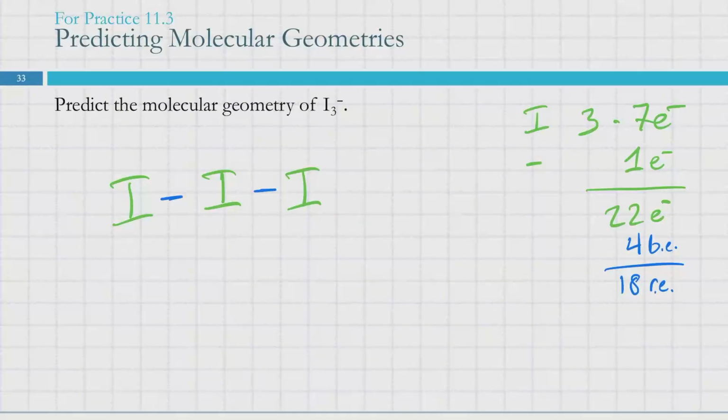We can give 6 to each of our terminal iodines, the ones that are on the ends. We just call them the end I's. That leaves us with 6 more electrons, which we'll have to put somewhere. We put them on the middle one.